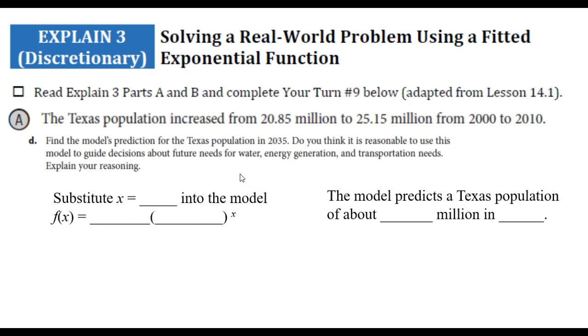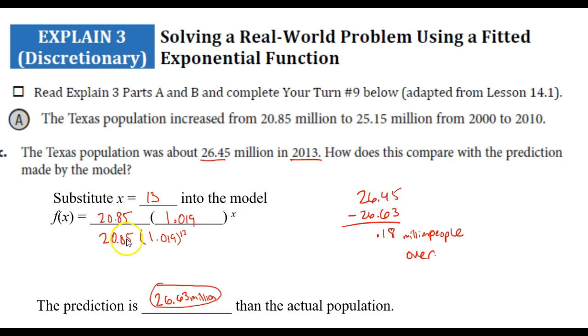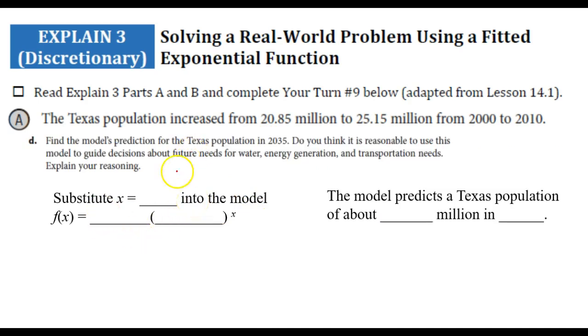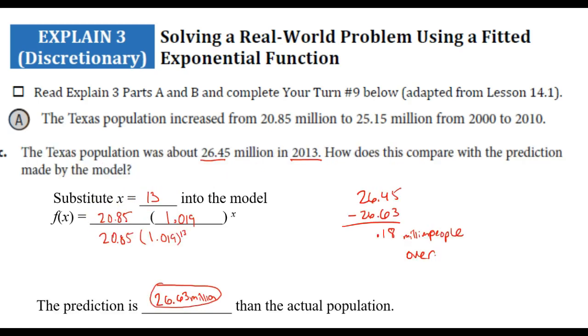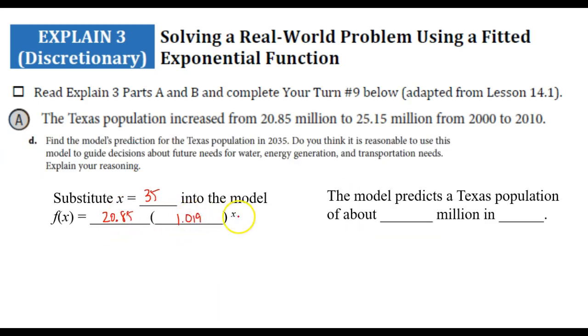Alright, in part D, they're now asking us to make another prediction using the similar model for what the population would be in 2035, which is about 35 years after. So that would be about 20.85 times 1.019 to the x power. Instead we'll put to the 35th power. And we're going to figure out about how many millions of people will be in Texas in 2035 using our model. So go ahead and calculate that out right now.